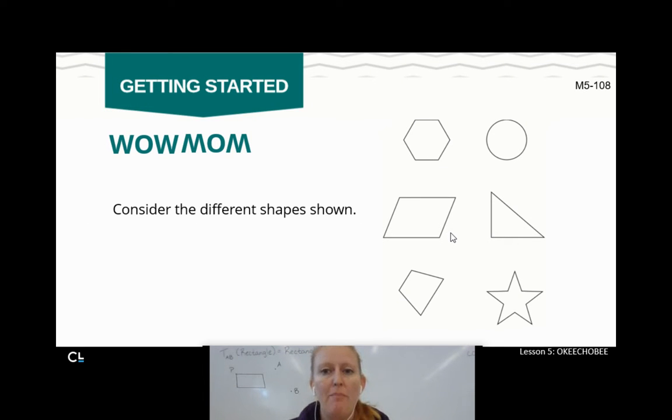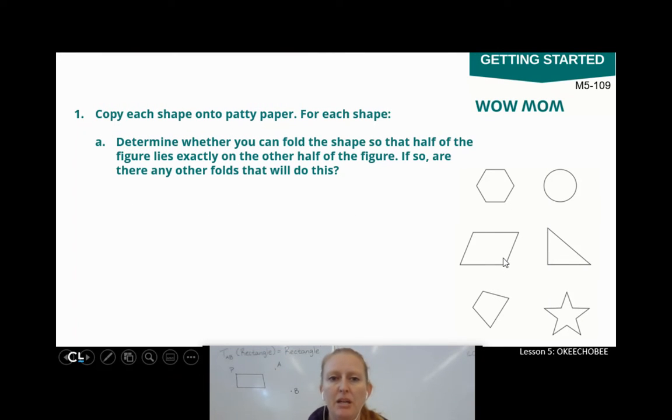Pardon me. So on page 5-108, you have several different shapes. I'm not going to make you copy these onto patty paper. If you'd like to, you're welcome to do so. But you can just draw on them right there in the book. Determine whether you can fold the shape in half so that half of the figure lies exactly on the other half of the figure. Like, can you take the figure and fold it and get that butterfly effect, that one half is going to end up sitting right on top of the other half if you fold it?